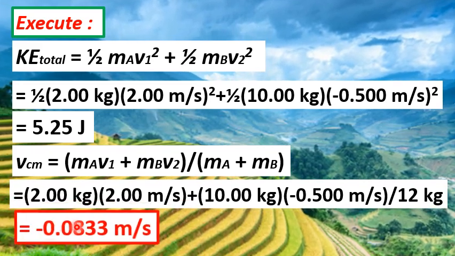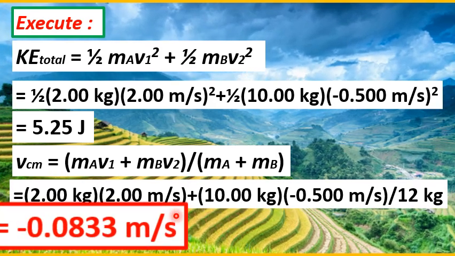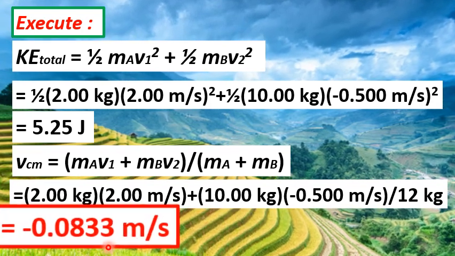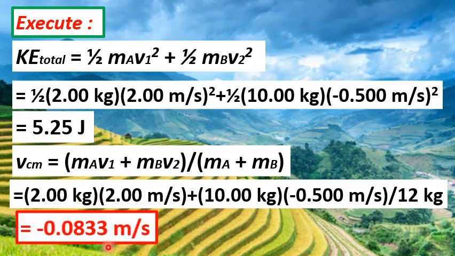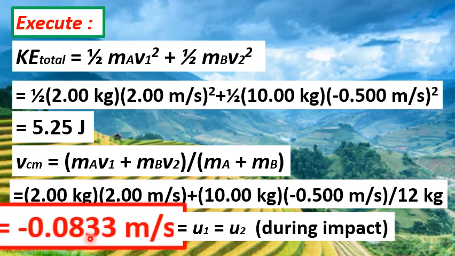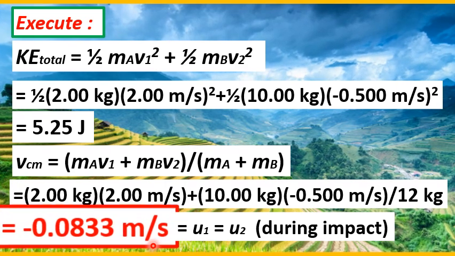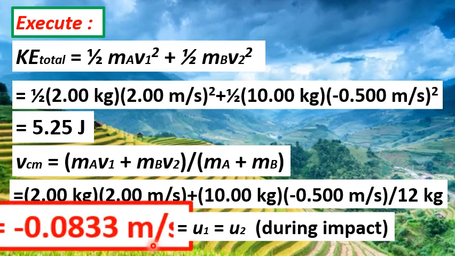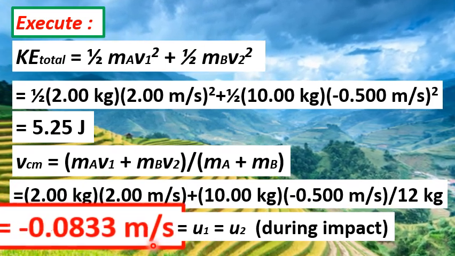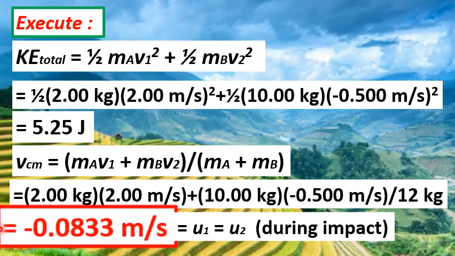So we emphasize that this is our answer, or part of our answer, to question letter A. That is, this is the velocity of each block during the impact when the energy stored in the spring bumpers was considered maximum. Each block will have this final velocity equal to negative 0.0833 meters per second.